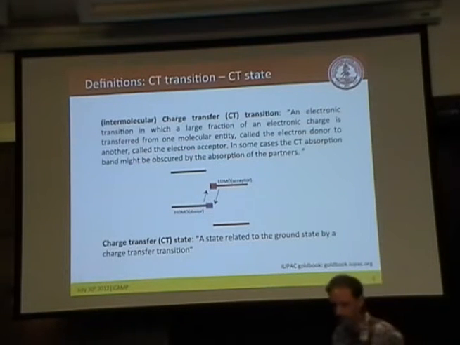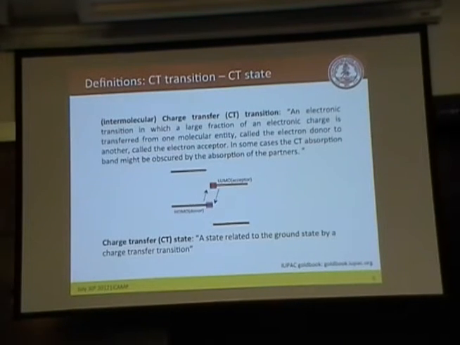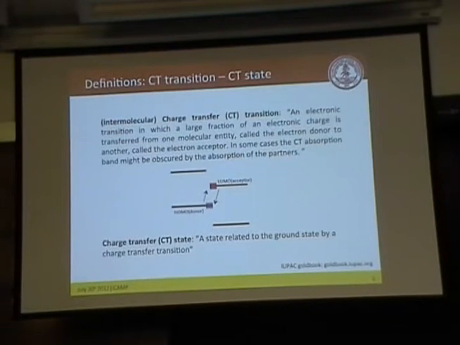Well, you had time now to read it. I am going to read it also. What is a CT state? Why do we call it a CT state? Because what we see is an electronic transition in which a large fraction of an electronic charge is transferred from one molecular entity, which is the donor, for example if you look at CT absorption, to another molecular entity, which is the electron acceptor.